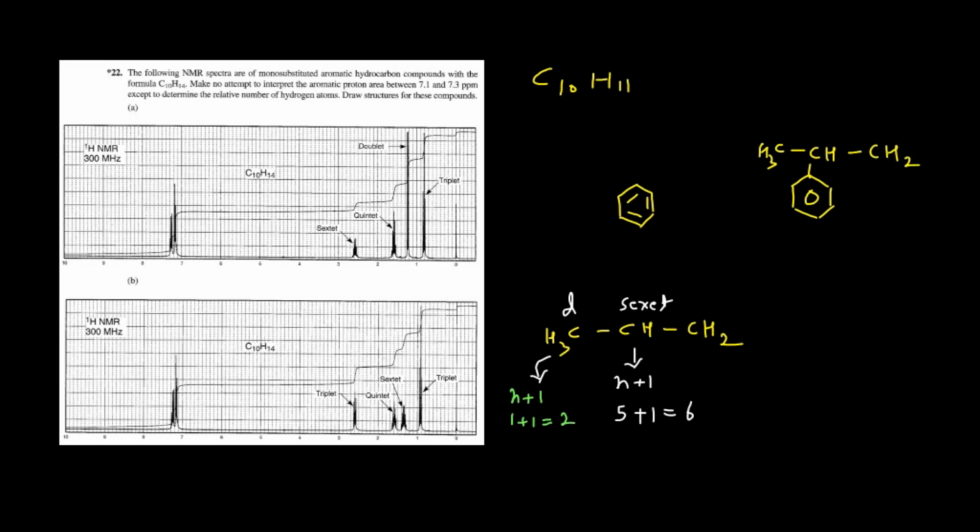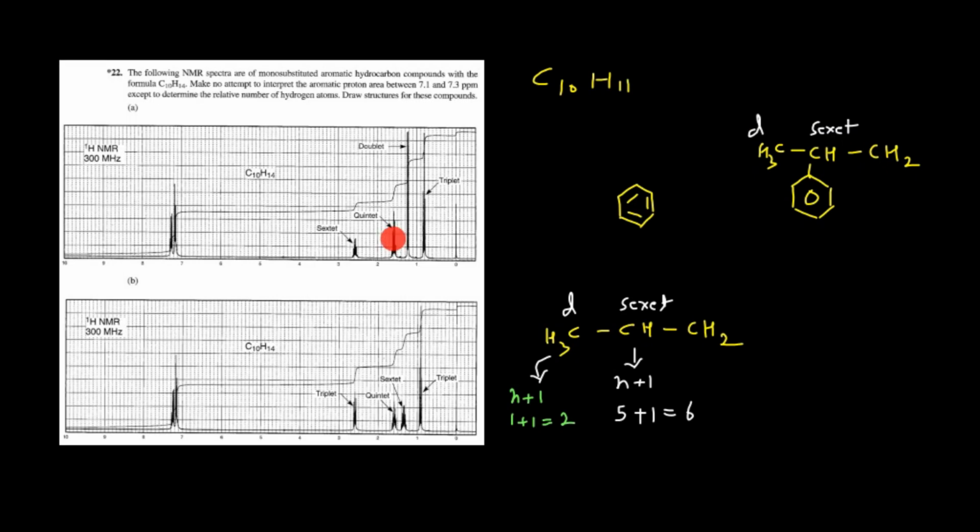Now it is quite clear this will produce a sextet due to the splitting by these 3 and 2 protons which I have explained here, and there is no hydrogen attached to this benzene ring. So basically this kind of substitution on the benzene ring is there. So this is producing a sextet and this is producing a doublet.